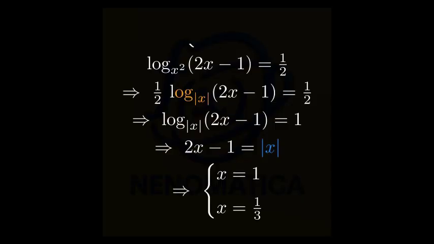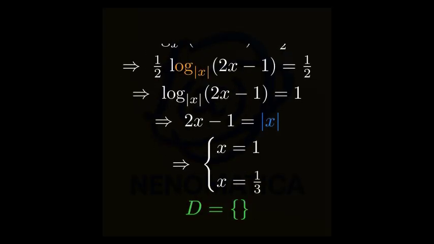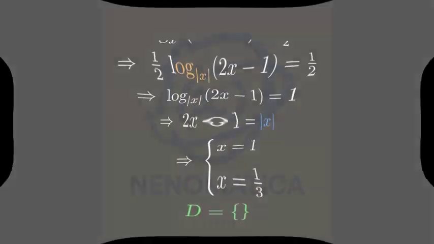Finally, we check these against the full logarithm requirements. The base conditions already listed rule out x equals 1, since the base would be 1. Also, the argument 2x minus 1 must be positive, which requires x greater than 1/2, ruling out 1/3. Therefore, just like in the image, the solution set is empty.